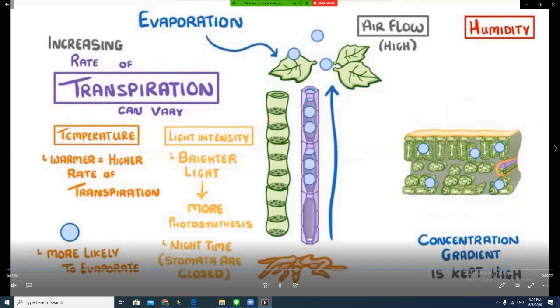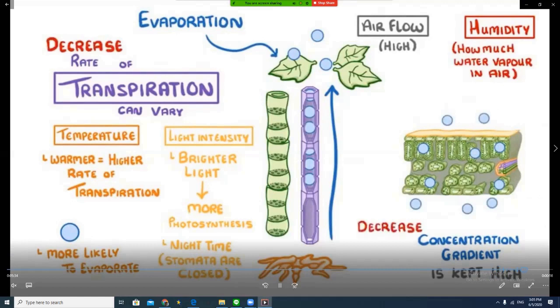How about humidity? What is humidity? Humidity is the amount of water vapor in the air. There will be a decrease in transpiration if there is a decrease in the concentration gradient, that is, a decrease of water vapor.